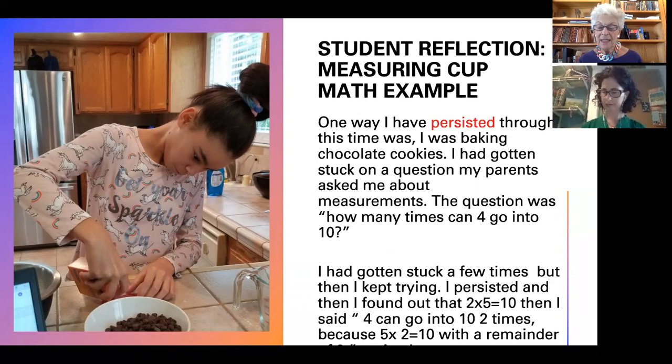And as you can see, this story says that she was really persisting at this time, and she was really balancing by being able to look at this and to say, I persisted through this time. I was baking chocolate cookies. I got stuck on a question my parents asked. And so she was really saying, this is how this worked for me.